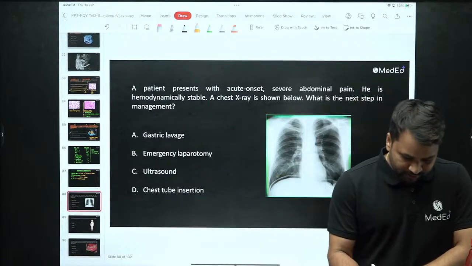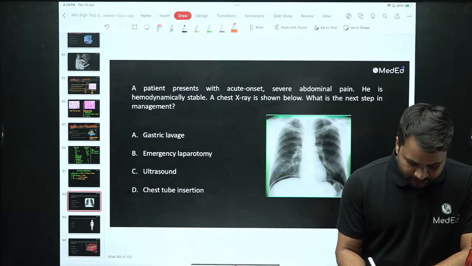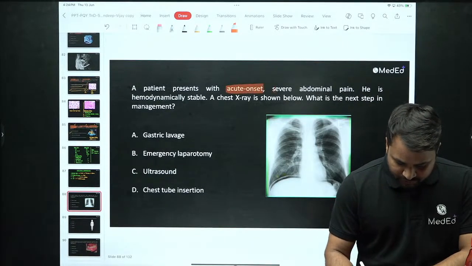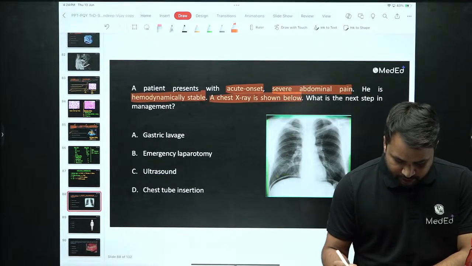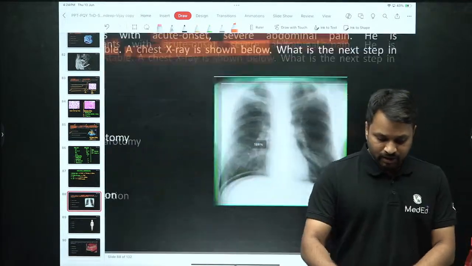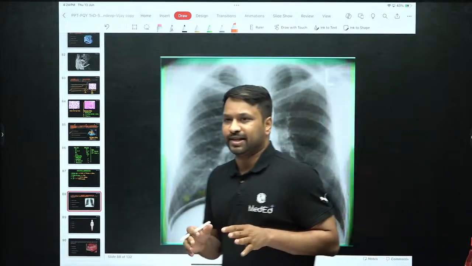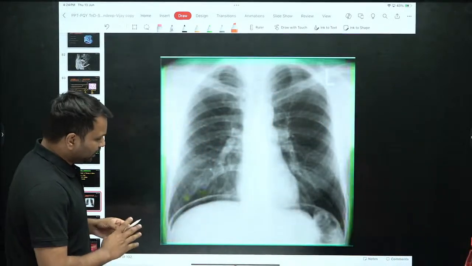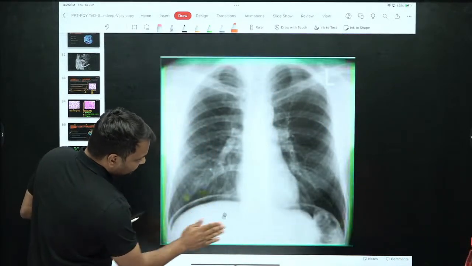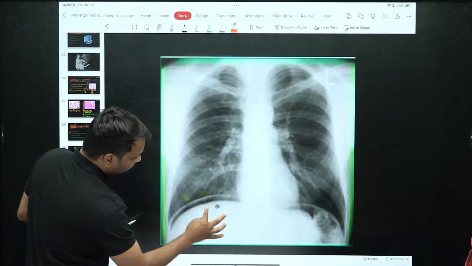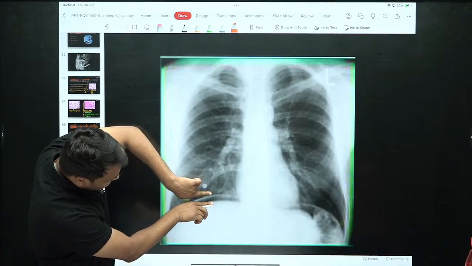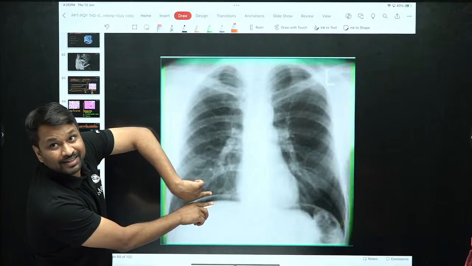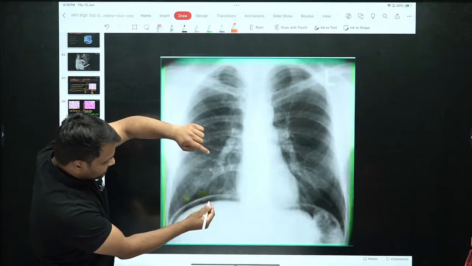So what is the question that we have? We have a patient with acute onset of severe abdominal pain. He is hemodynamically stable. The chest X-ray is given below. What is the next step in the management? Now, when you look at this particular chest X-ray, you can see that this area is the liver shadow, right? This is the liver shadow that you have, and this is the diaphragm. Between the diaphragm and the liver, you can see there is some amount of air present.